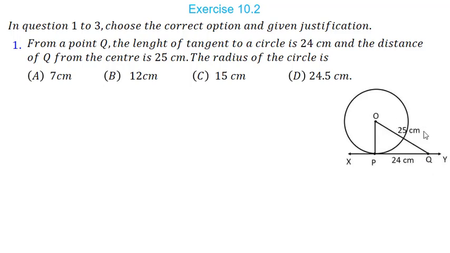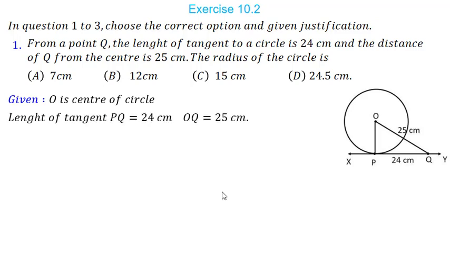Now we know that radius is perpendicular to tangent, that is angle OPQ will be 90 degree. So here we will apply Pythagoras theorem and we will find the value of OP, that is radius. So let us see how we write the solution. First we write given O is center of circle, length of tangent PQ is equals to 24 centimeter and OQ is 25 centimeter. Now we have to find radius OP.